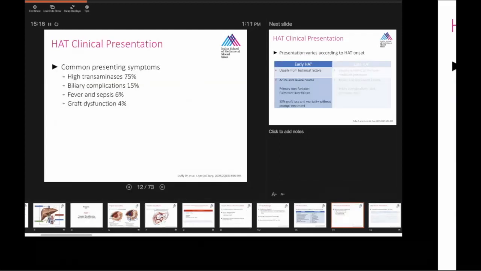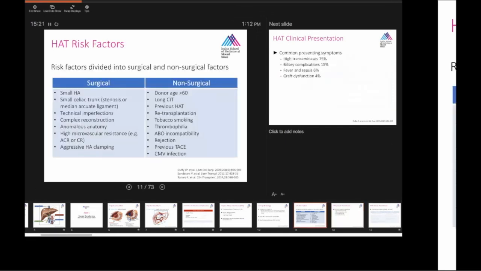Was that equally true for early and late? I would think that surgical will probably be a bigger problem early. Correct. So surgical problems, surgical risk factors, these are for early HAT. These are mostly for later HAT.